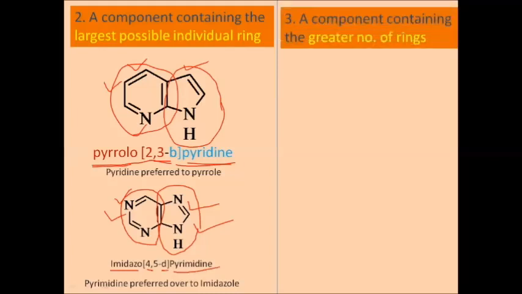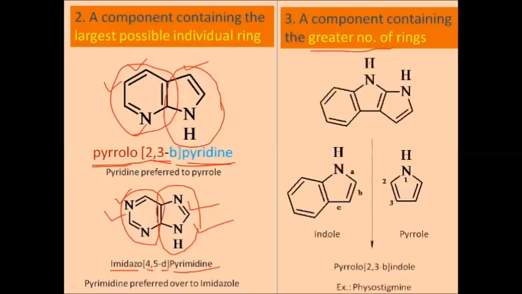Another rule is that a component containing a greater number of rings. In this case, indole ring and pyrrole ring are fused together. Indole has 2 rings and pyrrole has 1 ring. So we will give the preference to the indole. So indole will be the basic ring and the IUPAC name of this fused ring will be pyrrolo[2,3-b]indole.